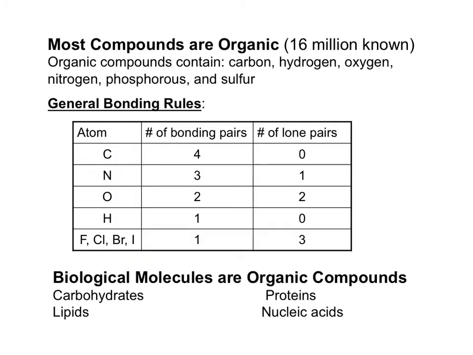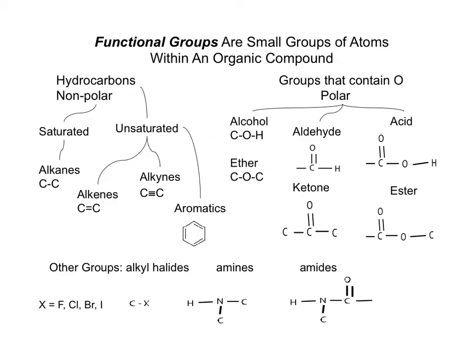Organic chemistry is the chemistry of carbon-containing compounds. These compounds can also contain hydrogen, oxygen, nitrogen, phosphorus, and sulfur. Following these general bonding rules will enable us to draw the correct Lewis structures of organic compounds. Stop the video and review those rules. Biomolecules are also organic compounds, so understanding organic chemistry will help you understand biology and biochemistry.